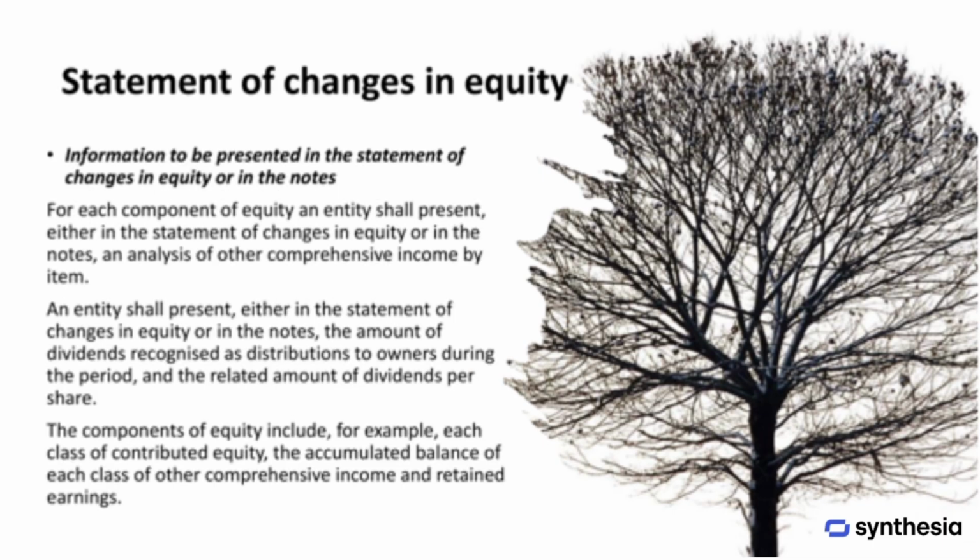In the statement of changes in equity or in the notes, an entity must present an analysis of other comprehensive income by item for each component of equity. Additionally, the entity is required to disclose the amount of dividends recognized as distributions to owners during the period, along with the related amount of dividends per share. The components of equity typically include each class of contributed equity, the accumulated balance of each class of other comprehensive income, and retained earnings.